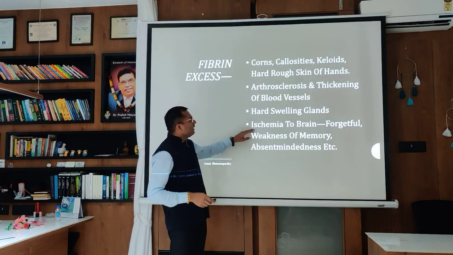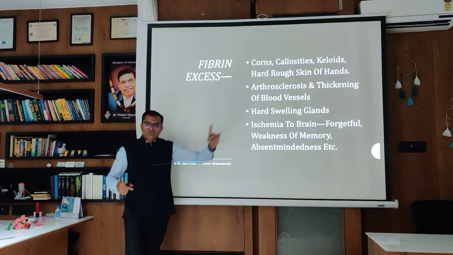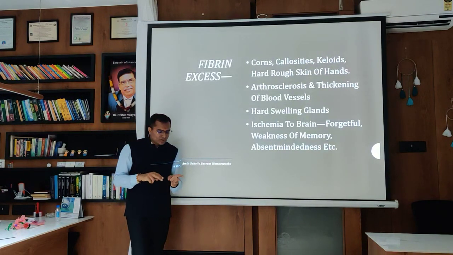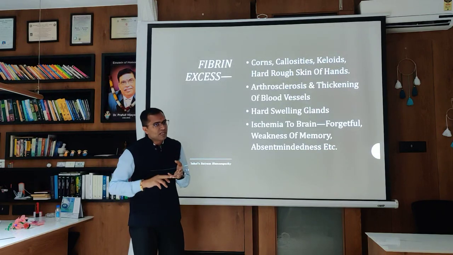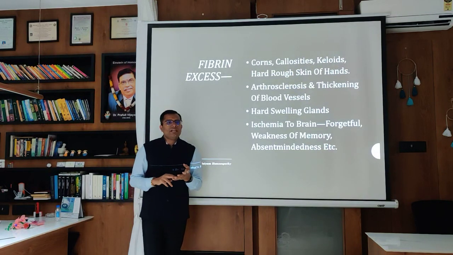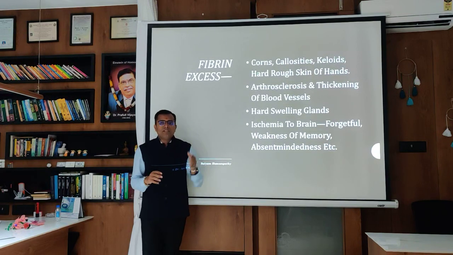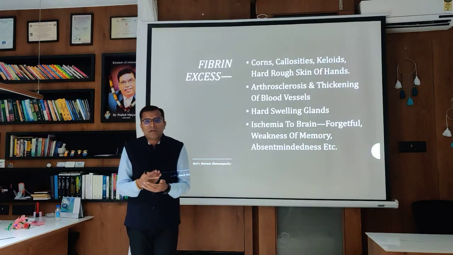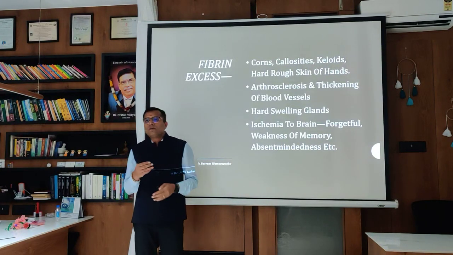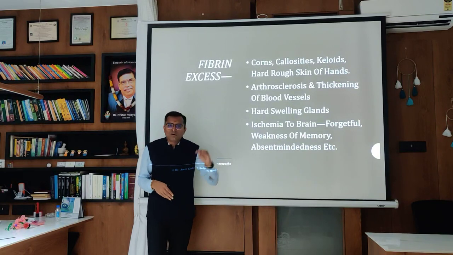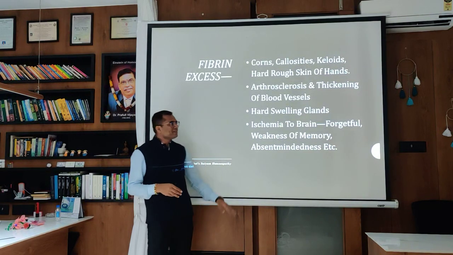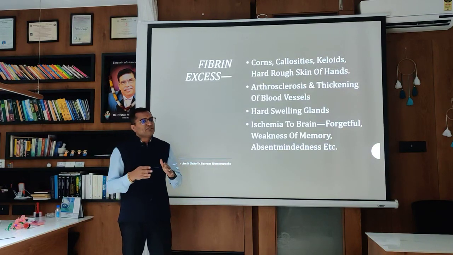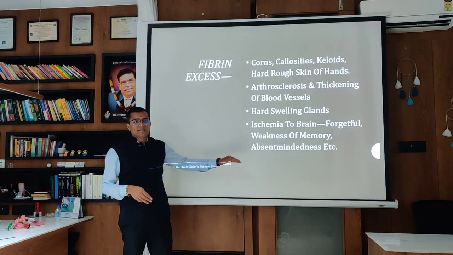Ischemia, again, what happens? The circulation becomes slow, so the brain gets less nutrition in terms of oxygenation, in terms of carbohydrates, so that leads to ischemia at the level of the brain. So when there is ischemia, what happens at the brain level? The brain cannot function properly, and if the brain cannot function properly, it goes into shutdown or slowness. So this slowness is represented at the brain level as forgetfulness, weakness of memory, or absent-mindedness.